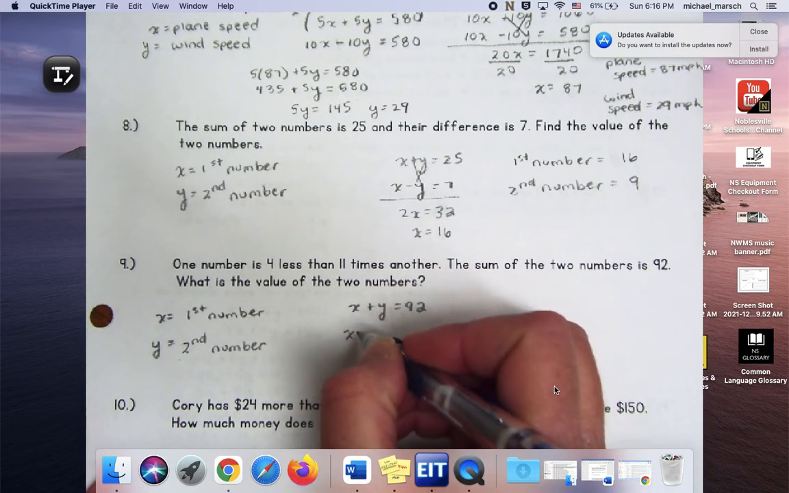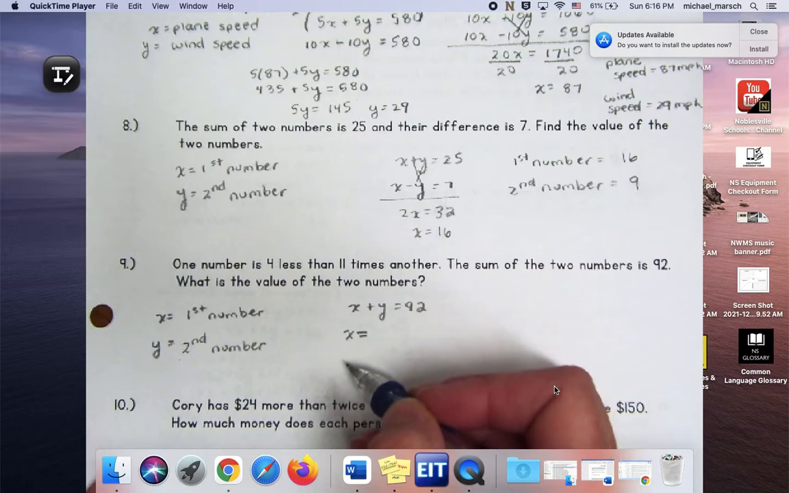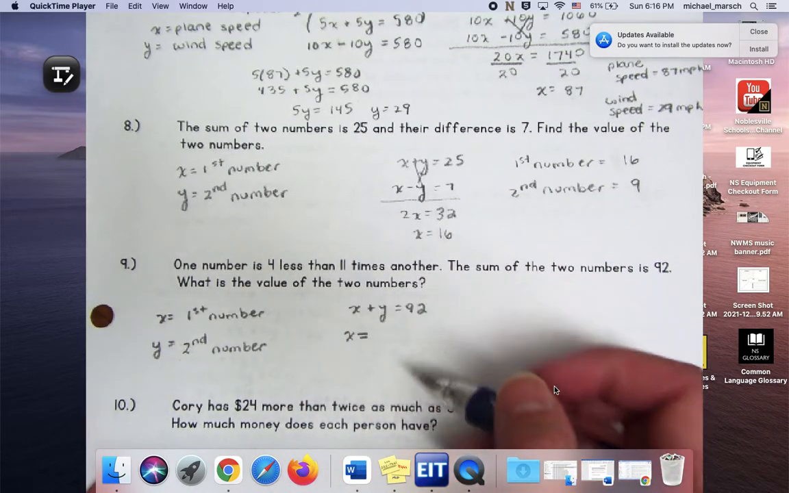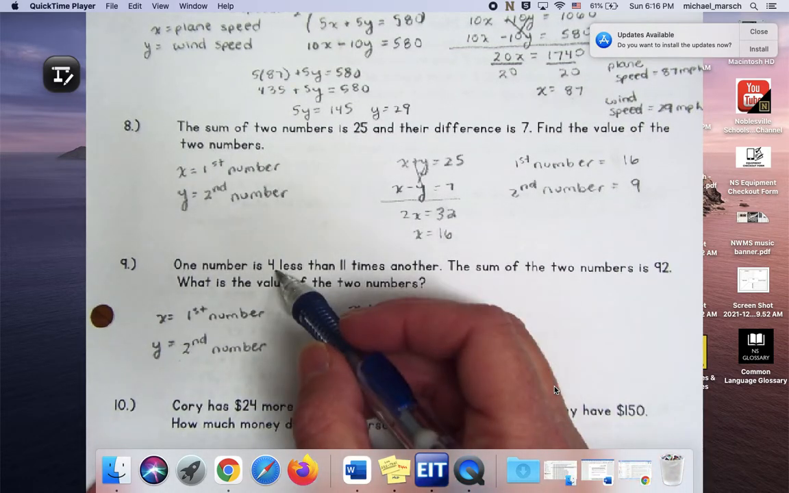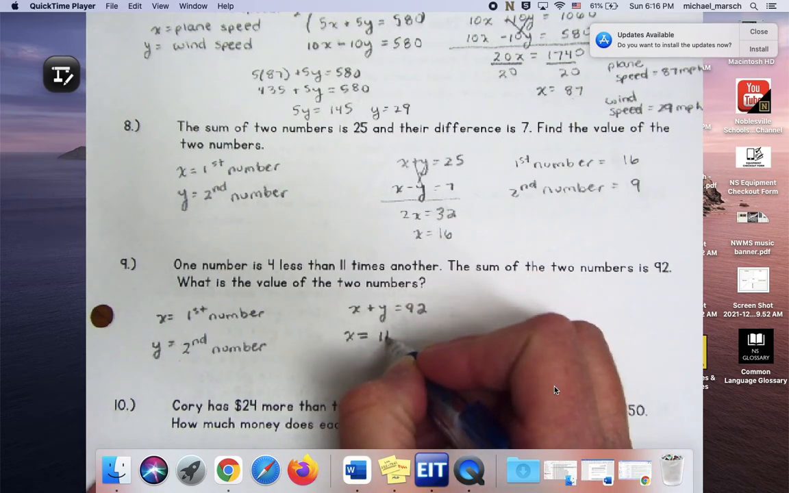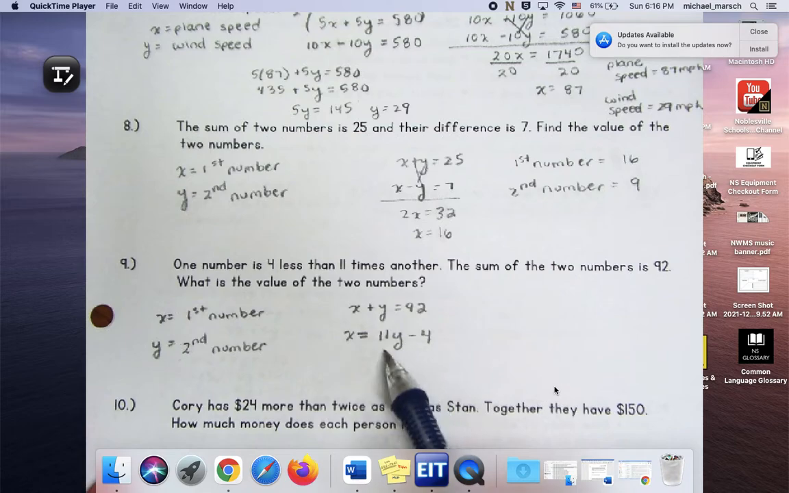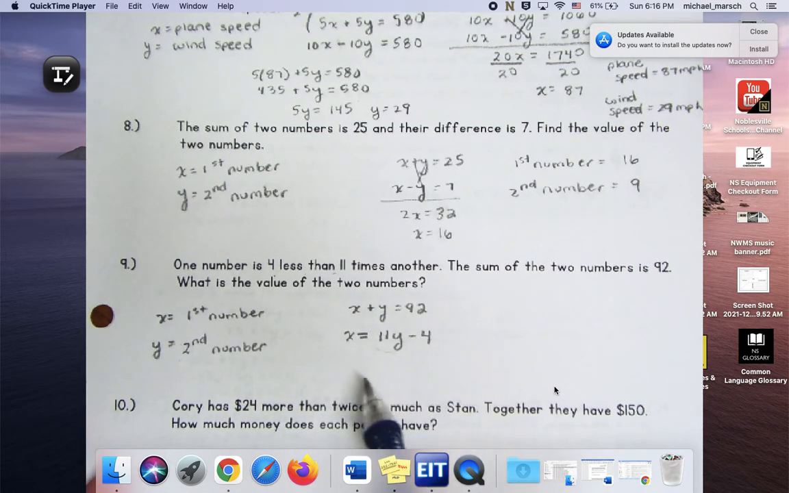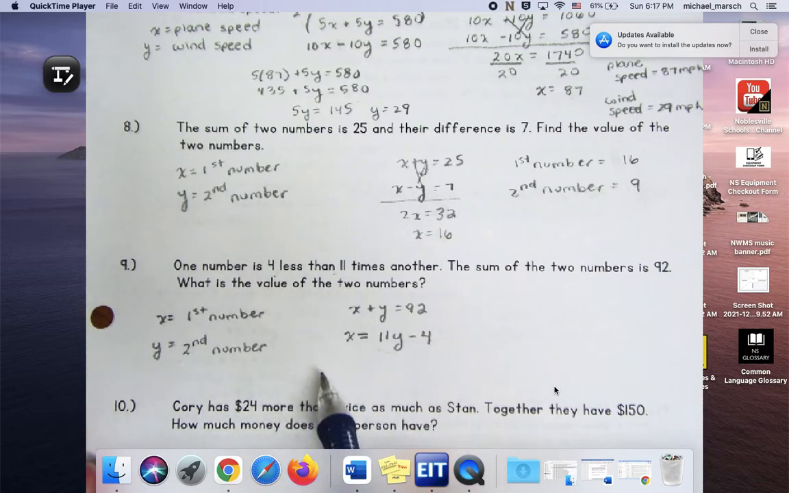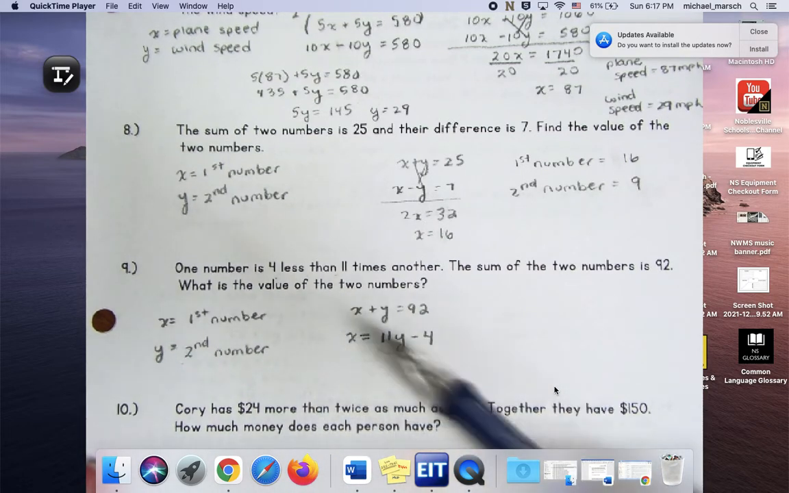One number is, so x is 4 less than 11 times another. So I'm going to take 4 away from 11 times another, right? 4 less than means it's this minus the 4, right? If I said 4 less than 11, you would do 11 minus 4, right? So don't let the times another number trick you.